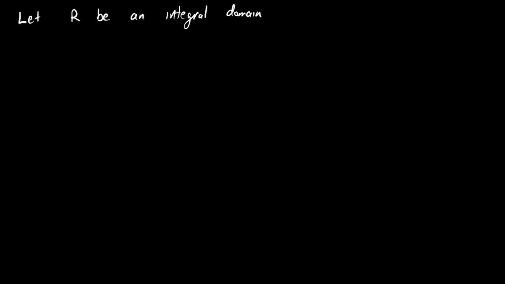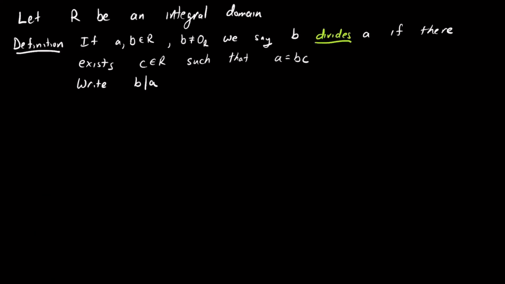So for the remainder of this video, we're going to assume that R is always an integral domain. A lot of these definitions do work for commutative rings, but just for convenience, we'll work with integral domains because a lot of the structures we'll be studying will be based on integral domains. Okay, so the first definition: let A and B be in R, and B non-zero. We'll say that B divides A. We're going to borrow the definition from the integers. So we'll say B divides A if there exists a ring element C such that A is equal to B times C.